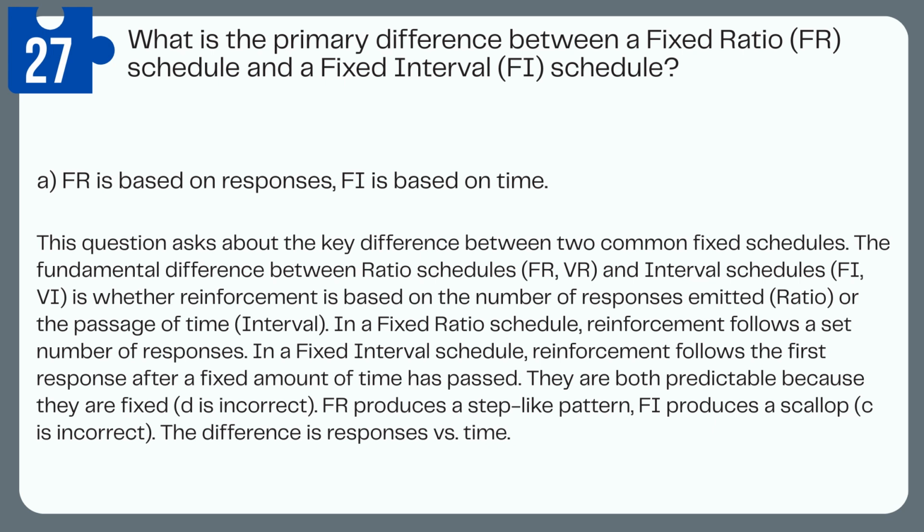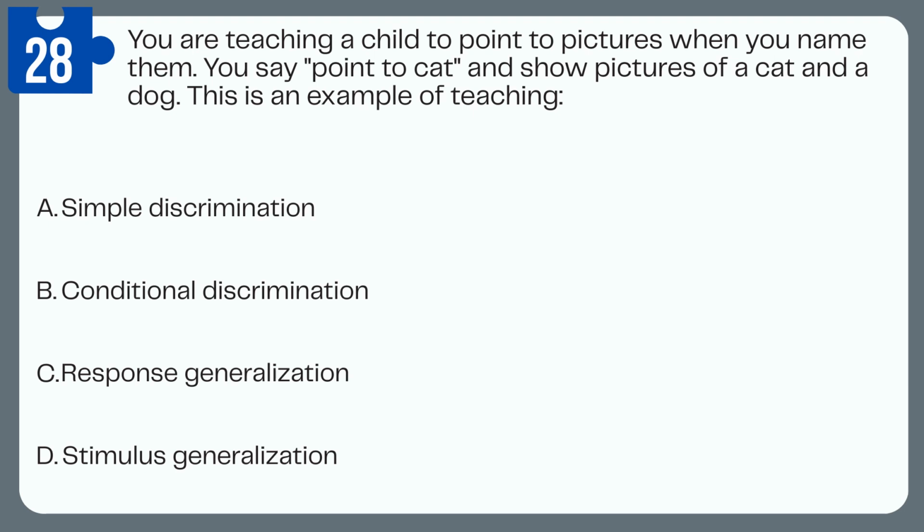Question 28. You are teaching a child to point to pictures when you name them. You say, point to cat, and show pictures of a cat and a dog. This is an example of teaching: A. Simple discrimination. B. Conditional discrimination. C. Response generalization. D. Stimulus generalization.